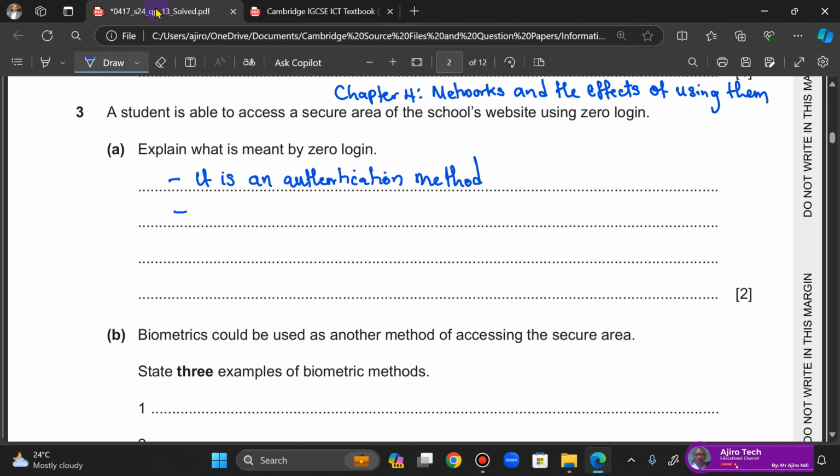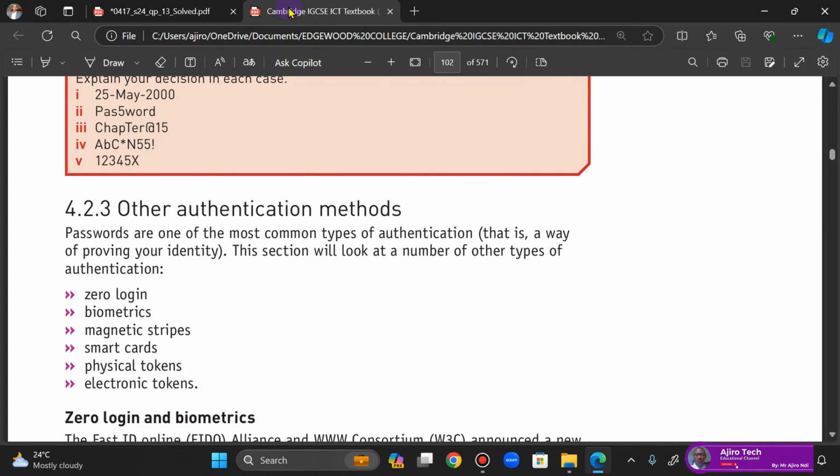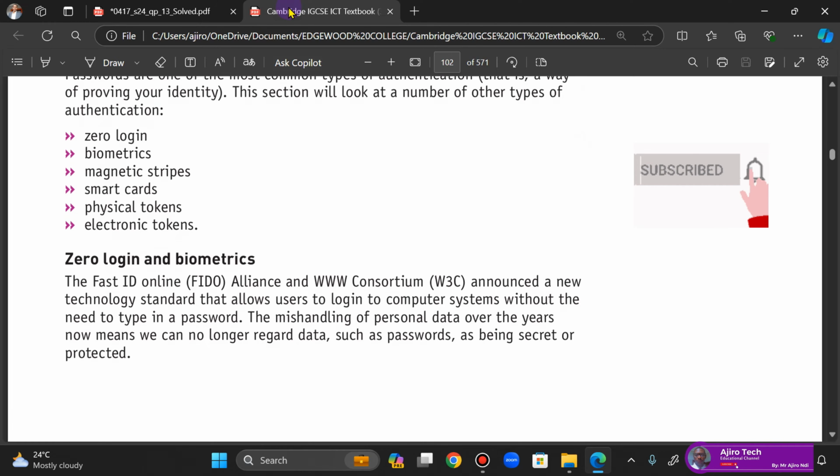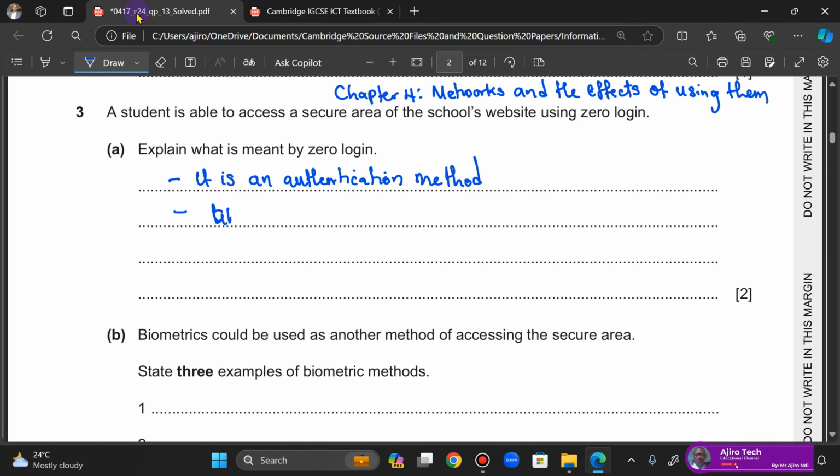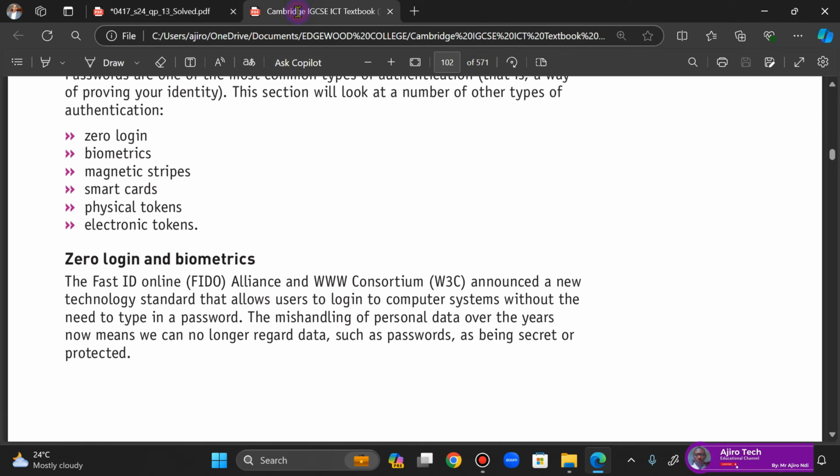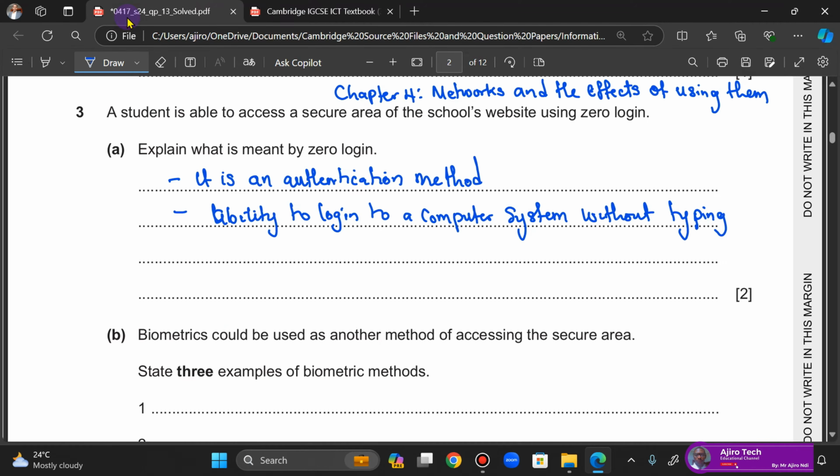The next one, look at it, is the ability to log in to a computer system without typing a password, or without the need to type in a password.